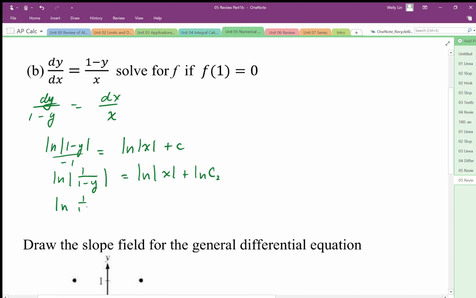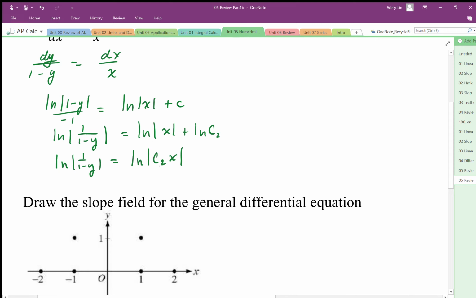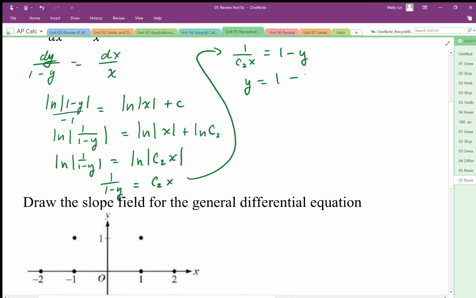Combining this, I'm going to simplify this side, I'm going to end up with log of C2x. Okay, and then I could solve for y here. I'm just going to drop the logs, so I end up with 1 over 1 minus y equals C2x, and rearranging this for y, it becomes 1 over C2x is equal to 1 minus y. Okay, and then solving for y, I end up with this expression.